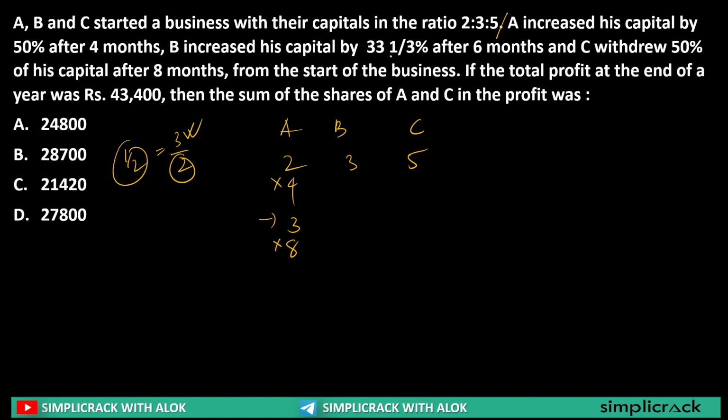B increased his capital by 33 1/3%. 33 1/3% is 1 by 3. So the new capital will be 4 if the old capital is 3. So the capital was 3 for how many months? 6 months. Then for the next 6 months it is 4 into 6.